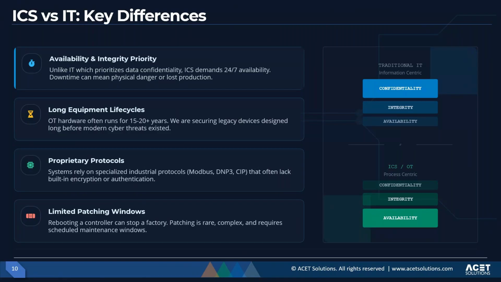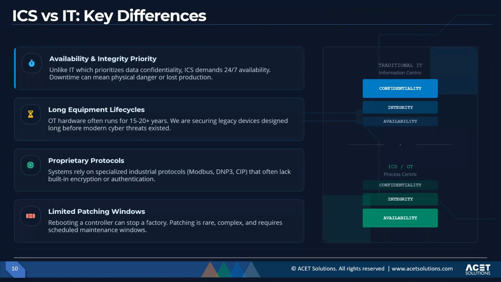In ICS environments, systems may operate for 10, 20, or even 30 years without any interruption. Many of these devices use proprietary or legacy protocols that were never designed with cybersecurity in mind. Because they cannot be patched or upgraded frequently, they remain vulnerable to modern threats. This makes it harder to maintain integrity, ensuring that commands, configurations, and process data are accurate and trustworthy.